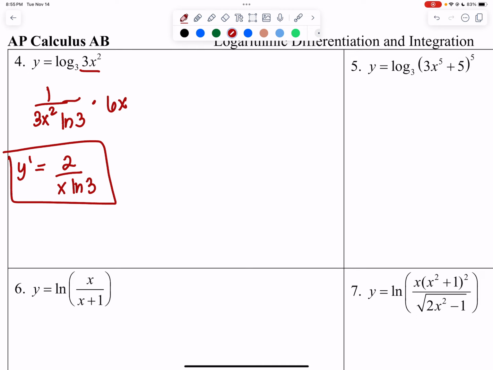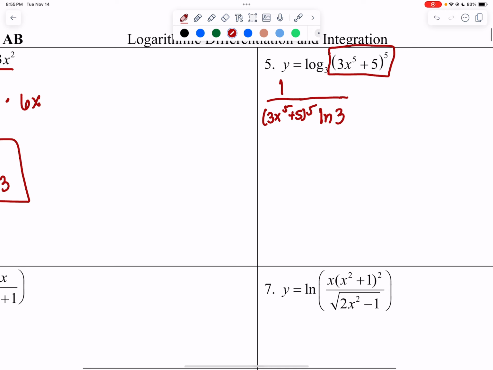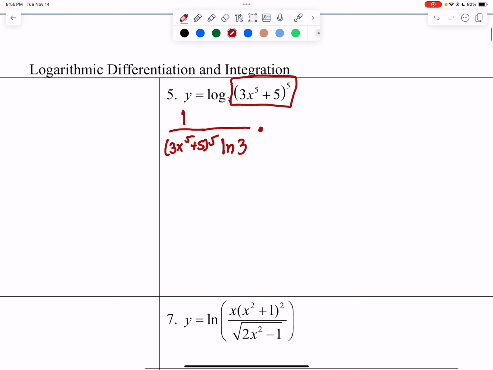Number 5, it's essentially the same thing. So you're going to have 1 over your inside function. And whenever I mean inside function, I mean the whole thing, including the 5 as your exponent. And then ln of whatever your base is. In this case, it's 3. And then I'm going to use chain rule to take the derivative of that.